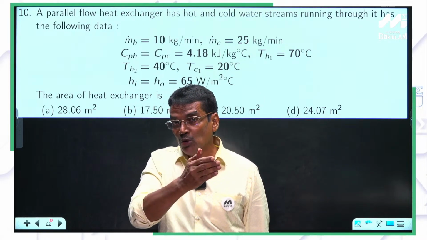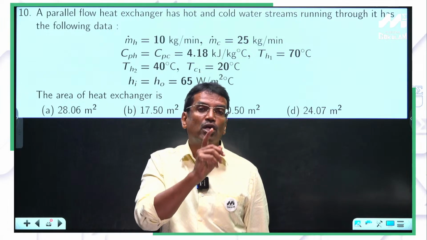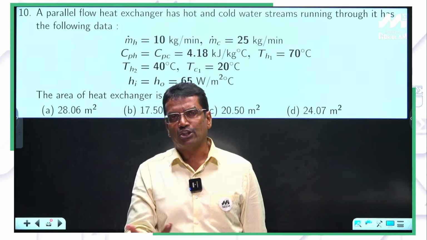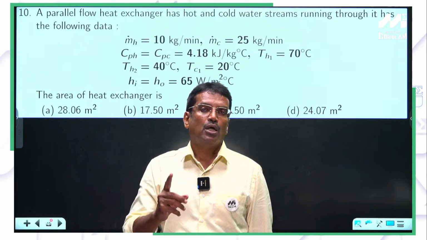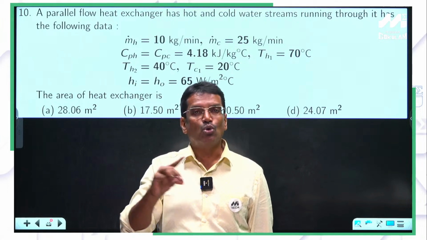Whenever you want to calculate any one exit temperature or two exit temperatures, go to the effectiveness NTU method. Just by reading the problem, we can guess which method is to be used. If you are given 3 temperatures or 4 temperatures, yes, go to the LMTD method.